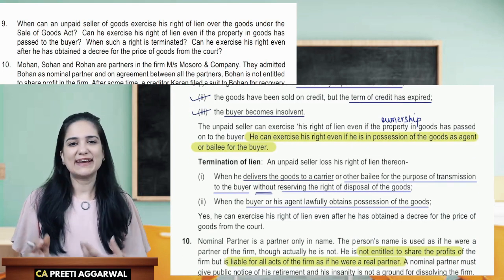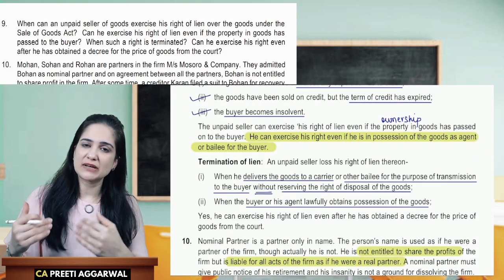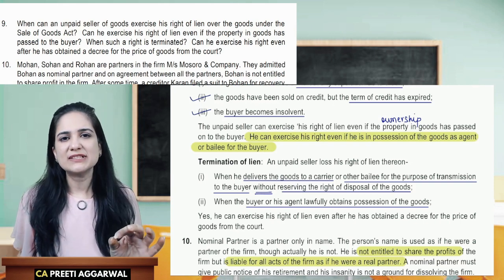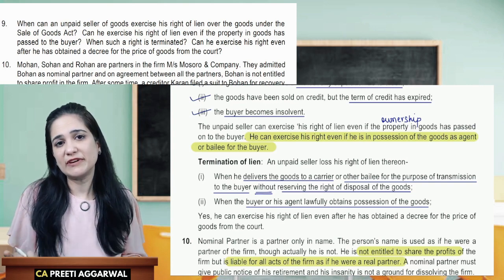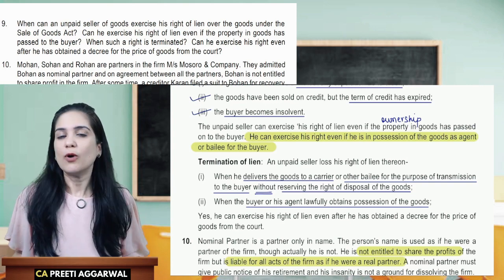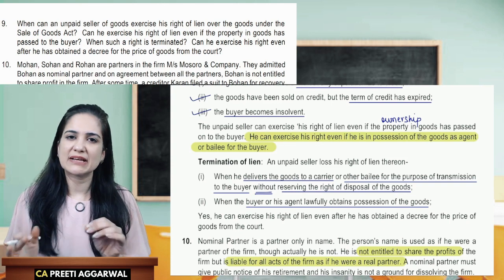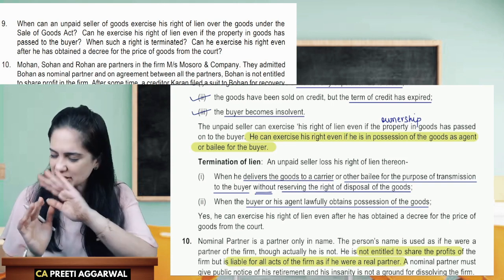Unpaid seller can exercise the right of lien even when he has passed the ownership. See, lien is dependent on the possession. You have the possession, you can exercise the right of lien even if you are not the owner. Ownership is not considered while exercising the right of lien. We are not going to consider who is the owner.